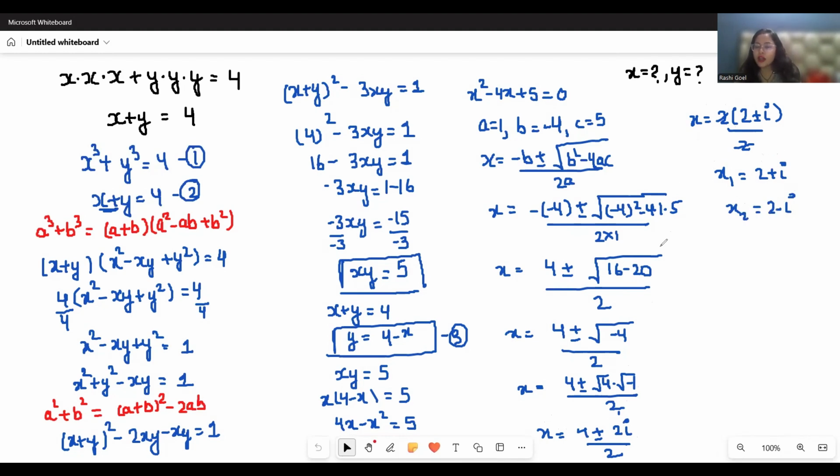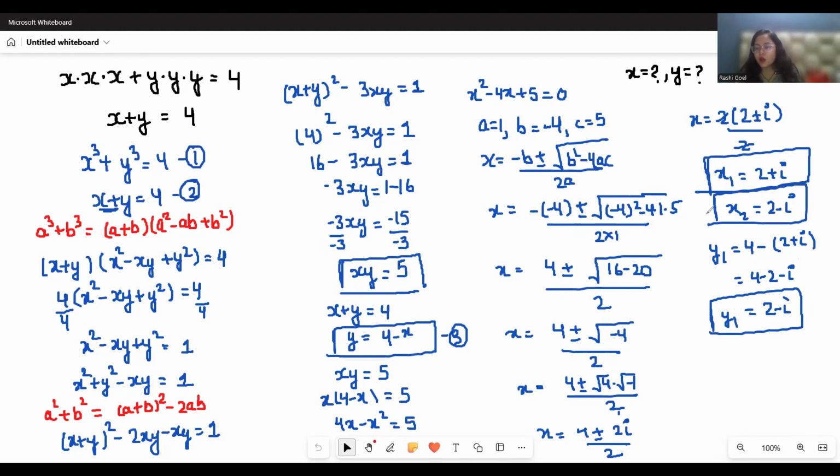Now put the values of x1 and x2 in equation number 3 to calculate y. So y1 is 4 minus x1, that is 4 minus 2 plus iota, that is 2 minus iota. So this is y1. Now y2 is 4 minus x2, that is 4 minus 2 minus iota, that is 4 minus 2 plus iota. So it's 2 plus iota. This is y2. So these are the possible values of x and y.